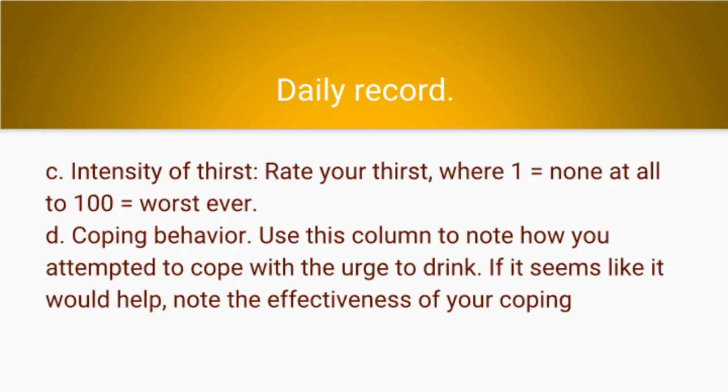Daily record continued. C. Intensity of thirst. Rate your thirst, where 1 equals none at all to 100 equals worst ever. D. Coping behavior. Use this column to note how you attempted to cope with the urge to drink. If it seems like it would help, note the effectiveness of your coping.